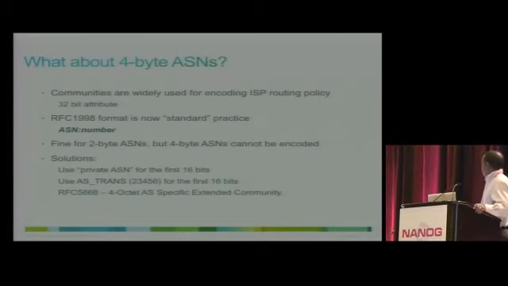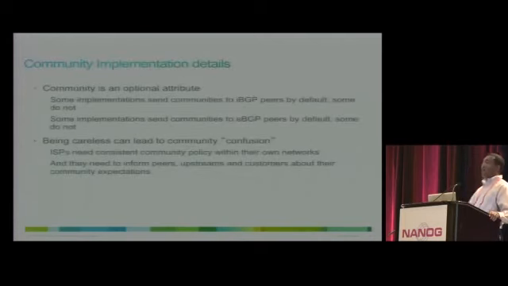So for the 4-octet ASN, you use the extended community attribute instead of the specific community attribute that's assigned for it. And that's specified in RFC 5668. So going forward, that will be the normal use. Instead of using a normal community, it will be an extended community.